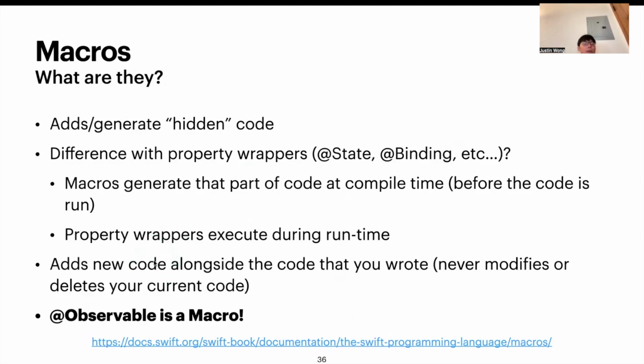An important idea is that a macro never modifies or deletes your current code. When you add a macro, we don't want side effects that change the current implementation of what you have in the code itself. We just want to add or extend functionality. So it never modifies or deletes your code. And we can see that to add observability to a reference type, we use this macro called @Observable. We simply add @Observable to a class, and that makes it observable.